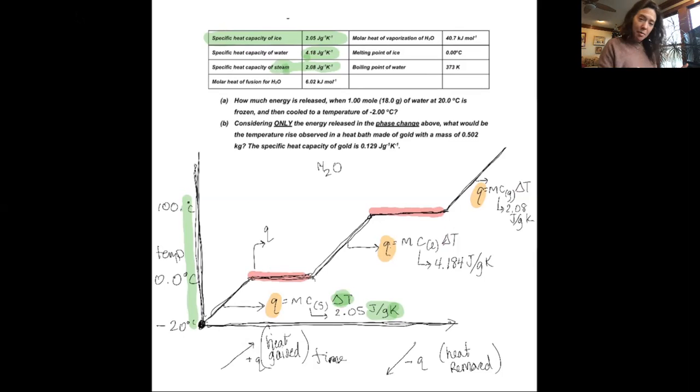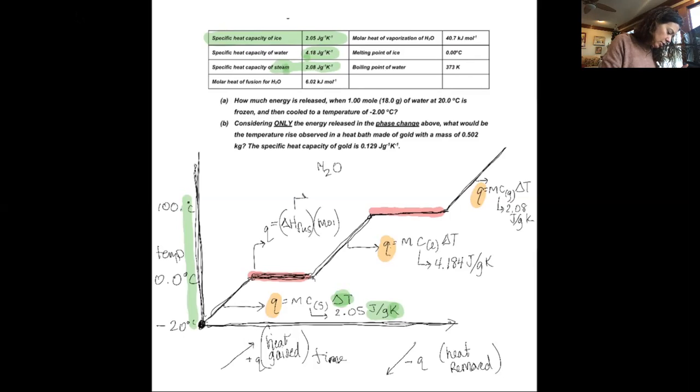Now I'm looking at my screen. I see that this is a solid to liquid line. So Q equals my delta H fusion times my number of moles. Okay? So what is delta H fusion?